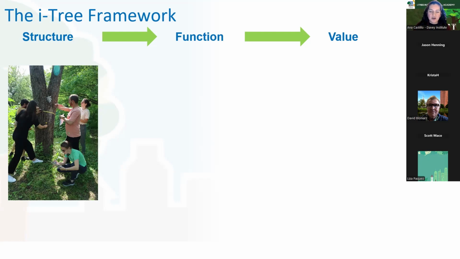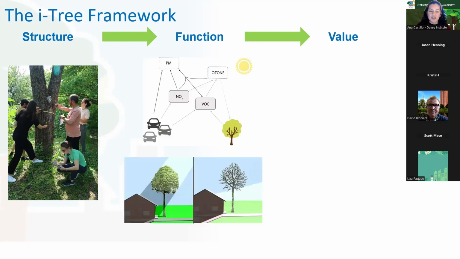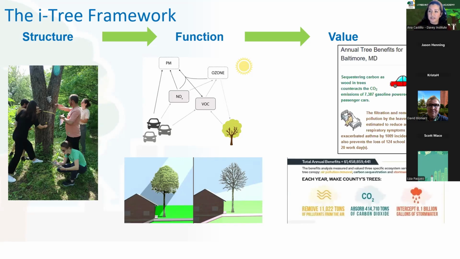But then iTreeEco will then estimate the function of these trees. So what are they doing on the landscape? And that includes, for example, measuring how many pollutants the trees are taking out of the environment, whether that's through leaf exchange or through just deposition as the pollutants are in the air, and also how trees are interacting with the built environment and how they might affect, for example, the energy usage of heating and cooling a building. And finally, like all the rest of our tools, Eco will put a monetary value on these functions and the benefits that they're providing to society.